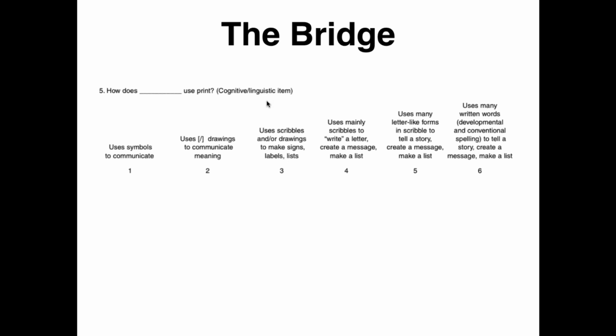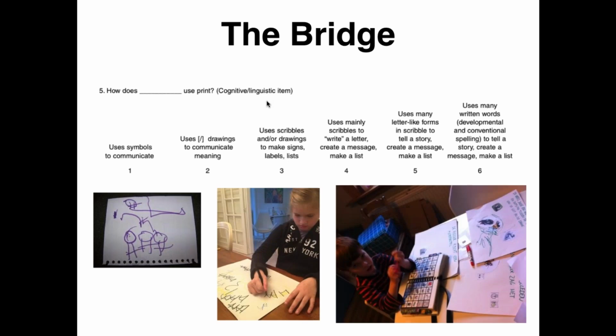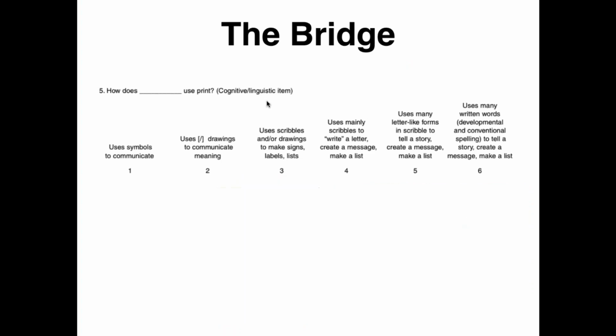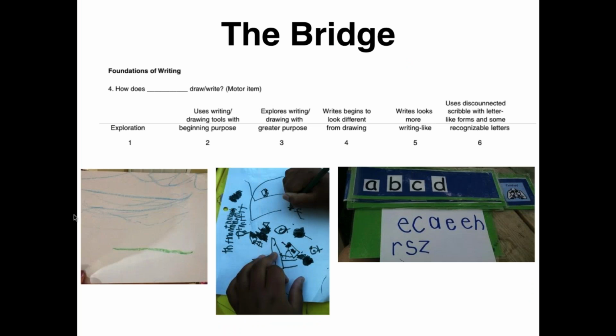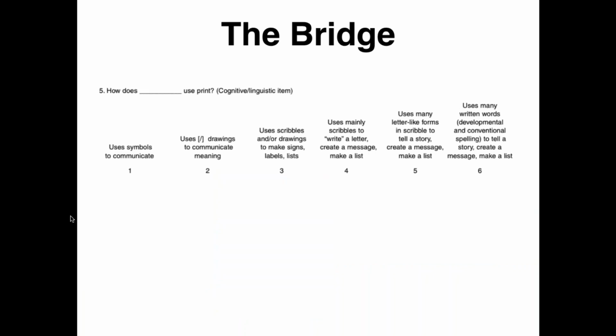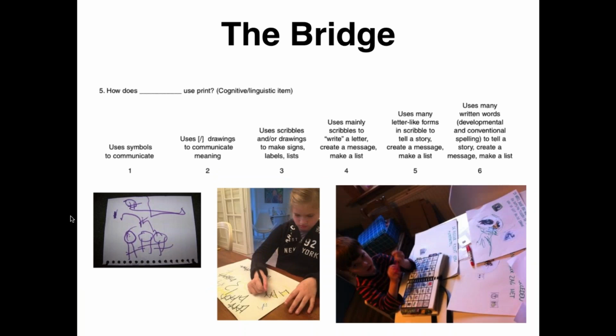And now are they starting to use letter-like forms, maybe in scribble, to tell a story, to create a message? If we go back and look at Emma, this illustration here in the middle, we can see she's using drawings combined with letter-like forms to tell a story. Now she needs access to language. That's where her AAC comes in, access to language to be able to tell us what it is that she was doing there.